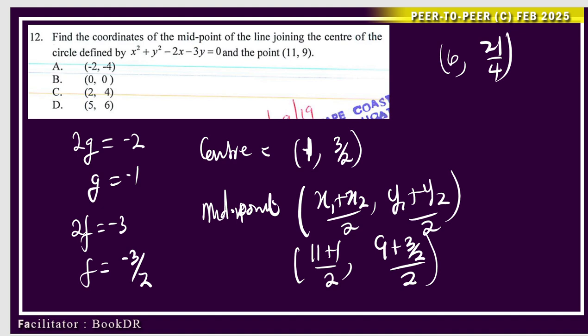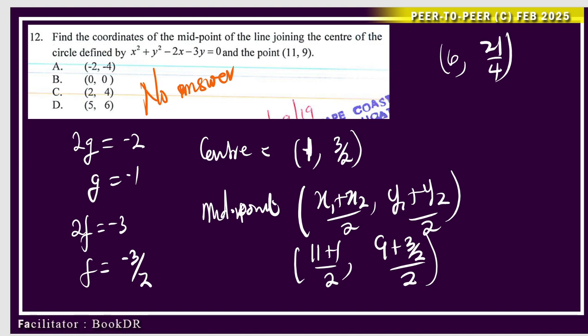So x squared plus y squared minus 2x minus 3y is equal to 0. So 2j is equal to -2 implies our j is equal to -1. And 2f is equal to -3 implies our f is equal to -3/2. So the center is 1, 3/2. And we are finding the midpoint between the center and the point 11, 9. So 11 plus 1 is 12 divided by 2. So there's no correct answer within the options. No answer here.